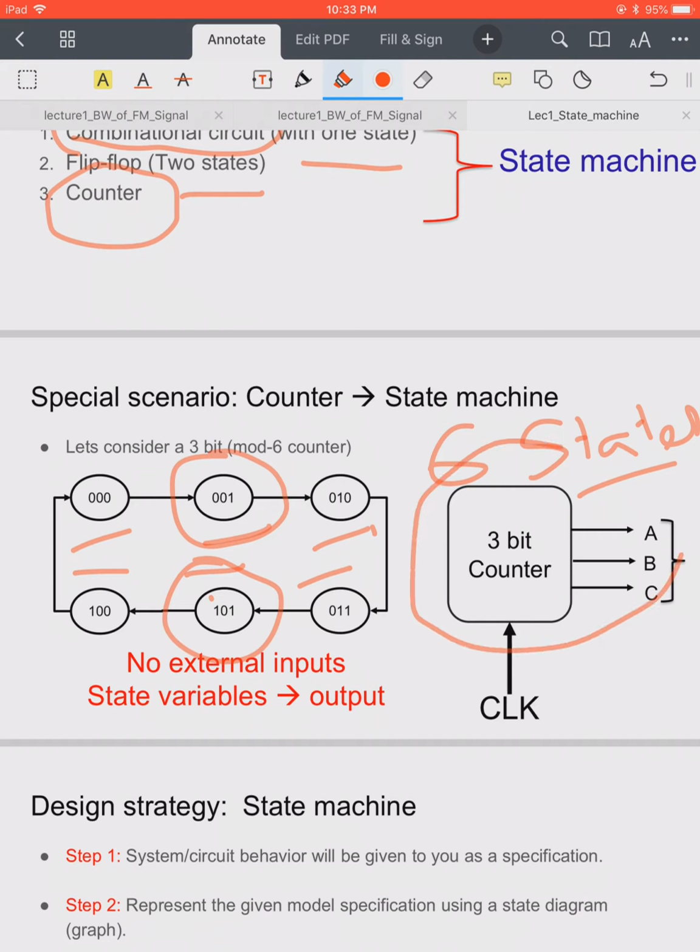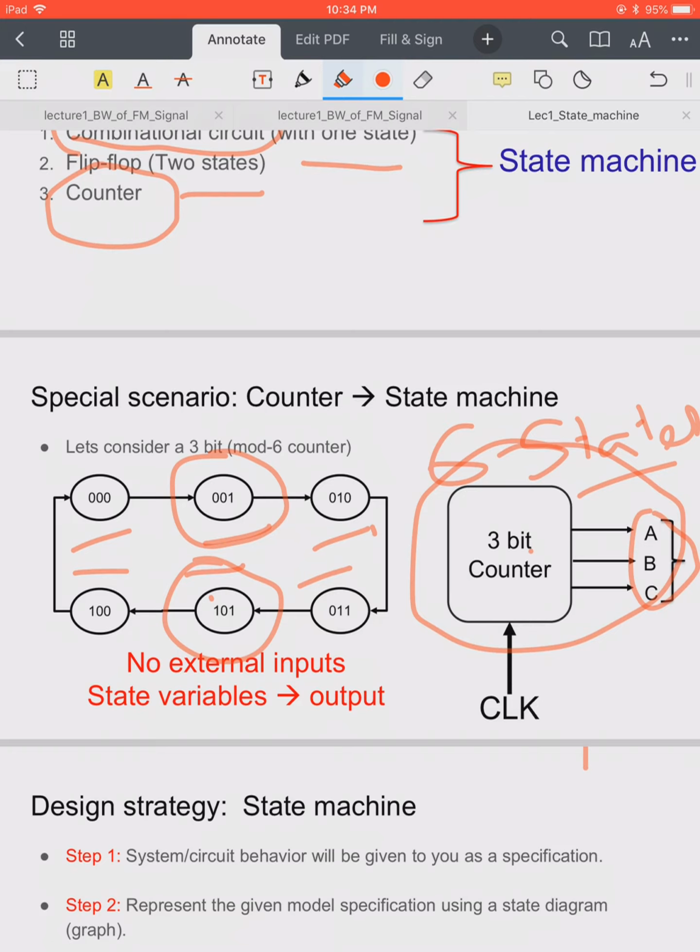So this is my counter. This is a 3-bit counter. It's triggered by clock, and it has 3 state variables which are interpreted as output. So this counter is a special type of state machine which has no external inputs, and its state variables are treated as output, right?